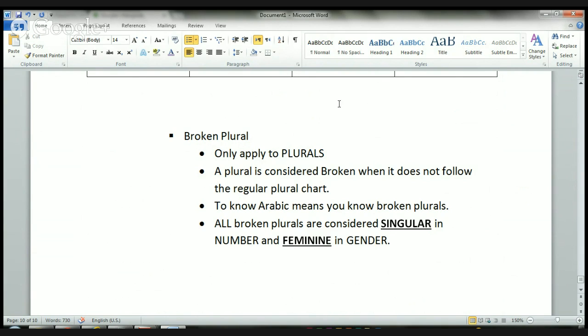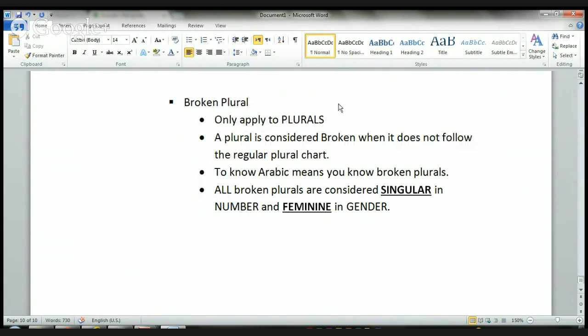Okay. What's your dalil for this? Yeah. The door. That's what it is.